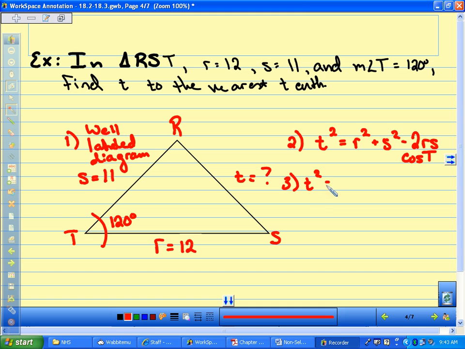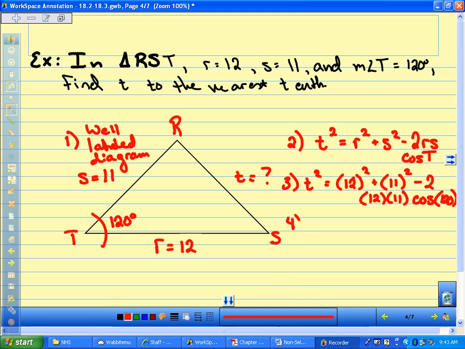T squared is going to be equal to, and we always substitute with parentheses, 12 squared plus 11 squared minus 2 times 12 times 11 times cosine of 120. And now that we've substituted in, we just need to do what? We just need to evaluate it. Now where are we going to go to evaluate it?